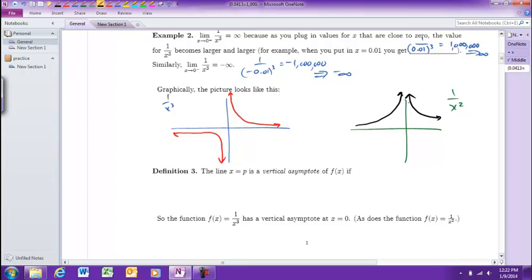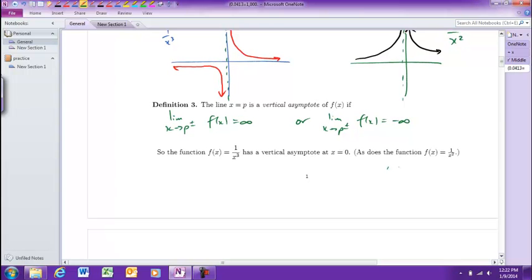Definition 3: the line x equals p is a vertical asymptote of f of x if the limit as x approaches p, either from the right or the left, doesn't matter which one, of f of x is equal to infinity, or if the limit as x approaches p, again from either the right or the left, of f of x is equal to negative infinity. So in these situations where you're going to infinity or negative infinity, that's where you would put the dotted line down the middle to show that you have a vertical asymptote there.